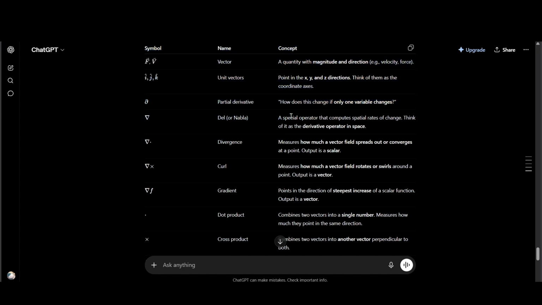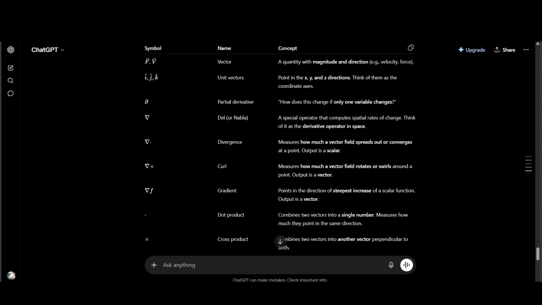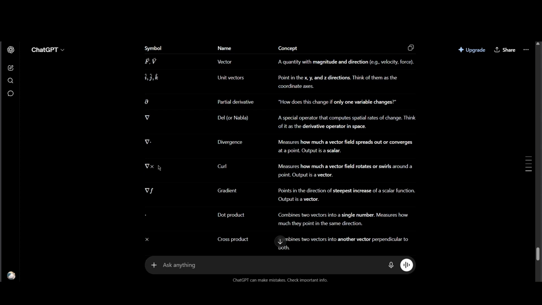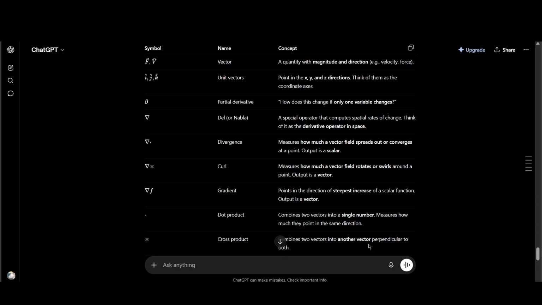I'm just going to continue this study session later on in the day because we can't really cover all of this in just a matter of a few minutes. But at least we had some foundational knowledge that could bring us closer to eventually solving this student guide, the Navier-Stokes equation.